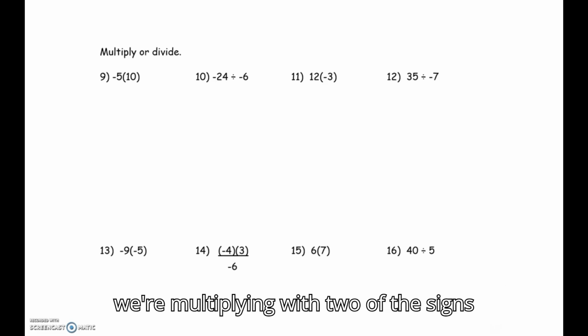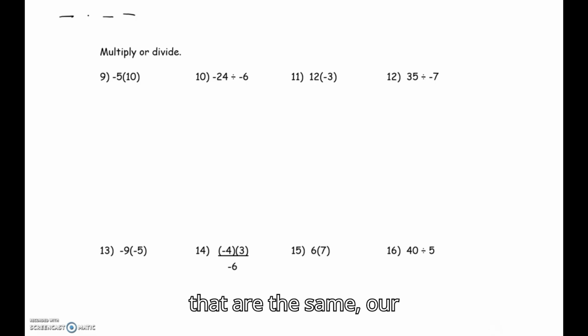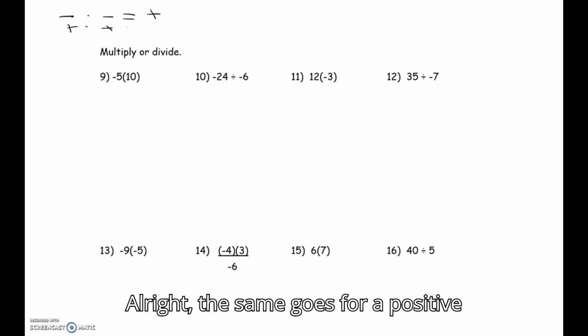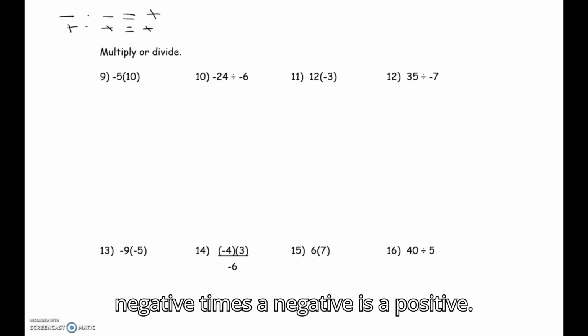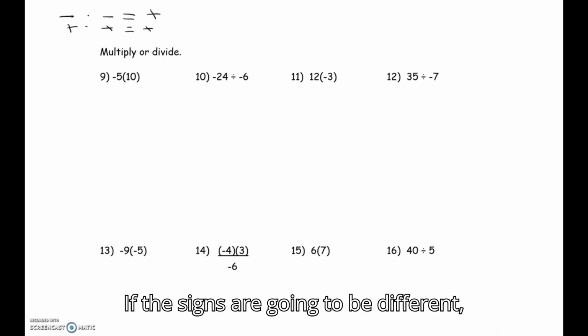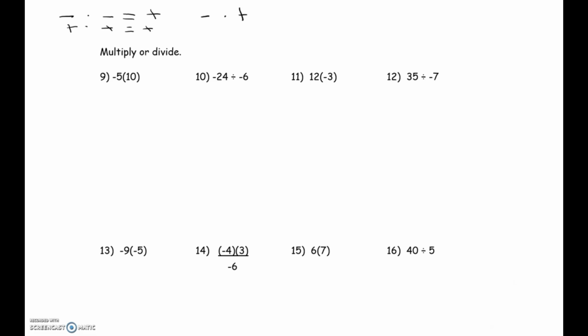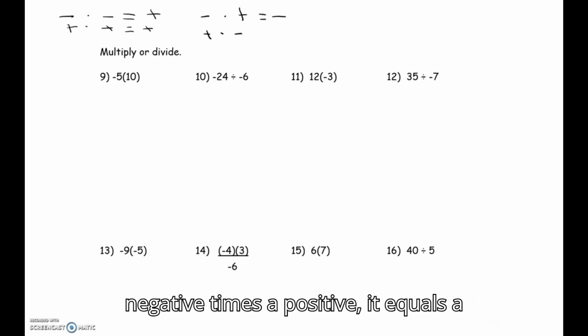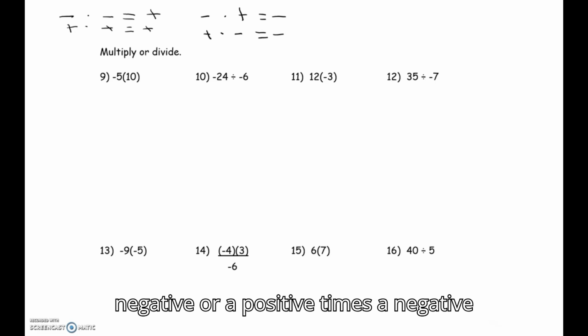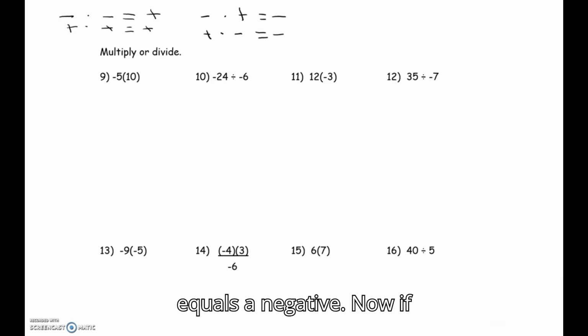If we're multiplying two signs that are the same, our outcome will be positive. The same goes for a positive times a positive equals a positive. A negative times a negative is a positive. If the signs are different, then our outcome is going to be a negative. That goes for a negative times a positive, which equals a negative, or a positive times a negative equals a negative.